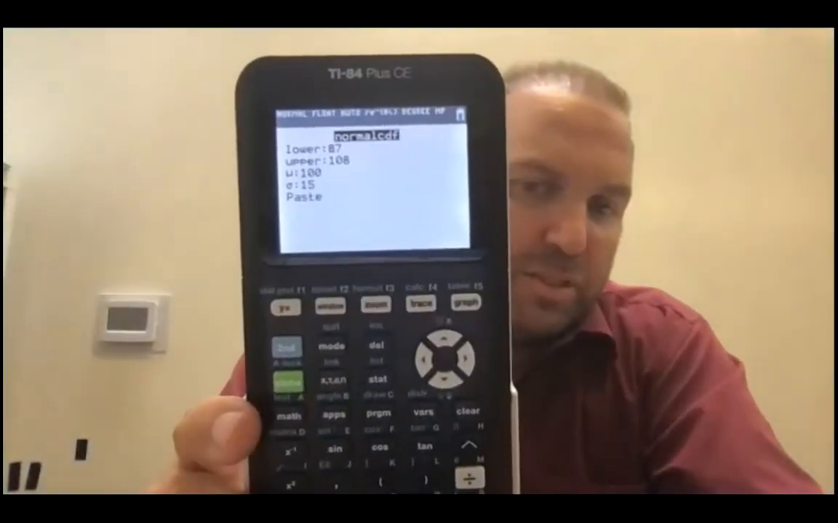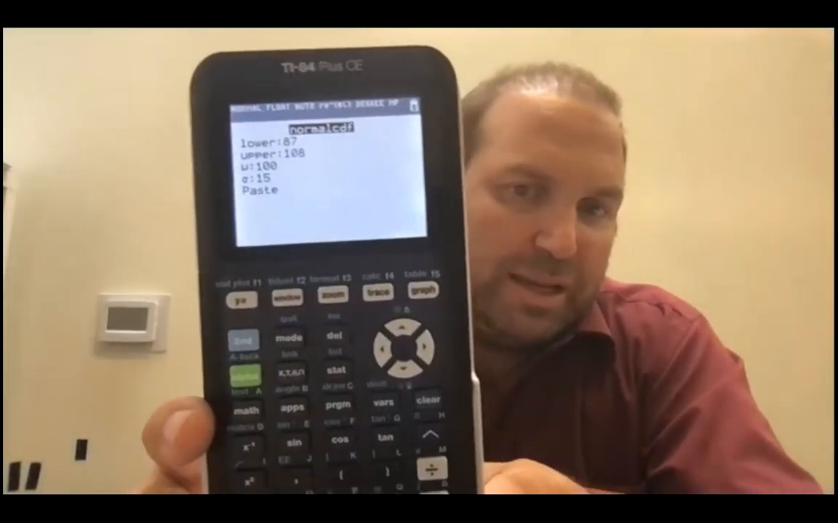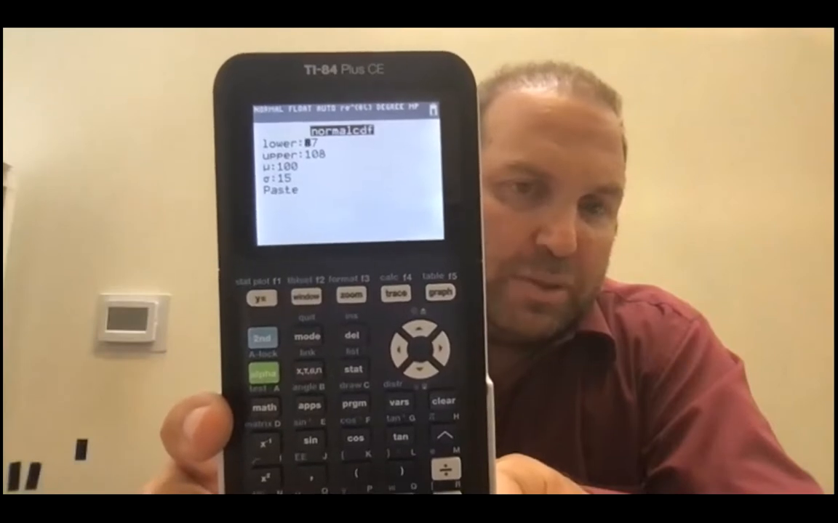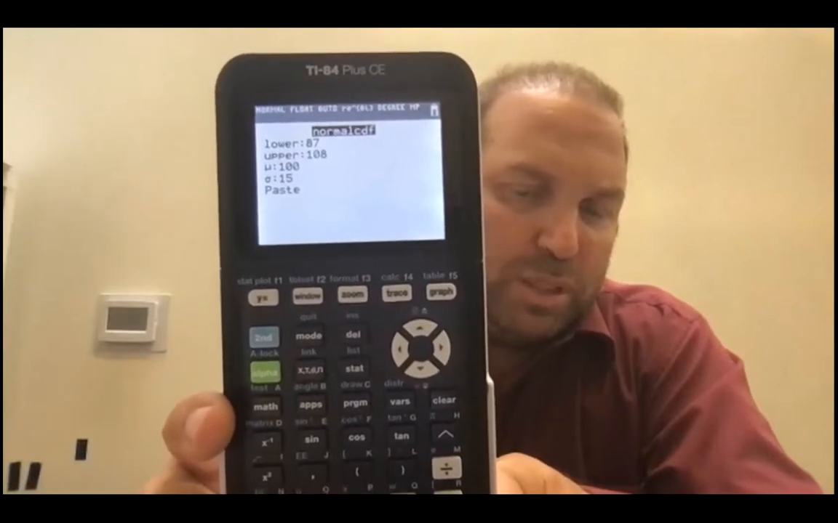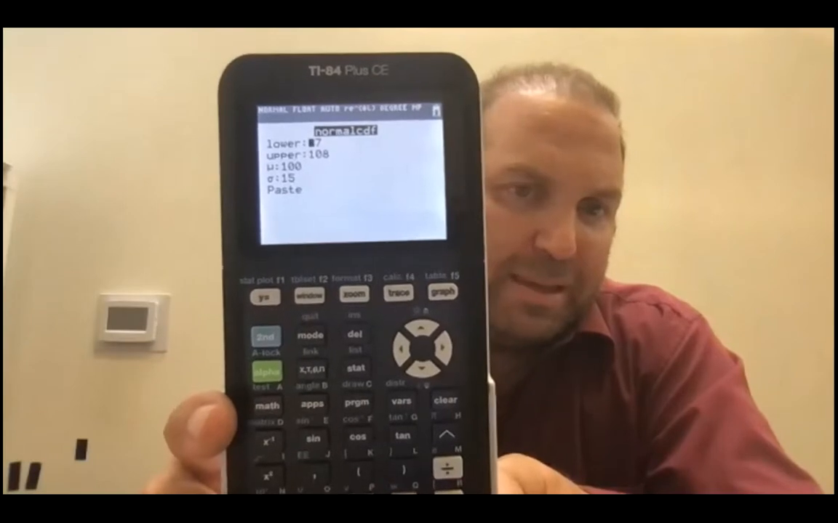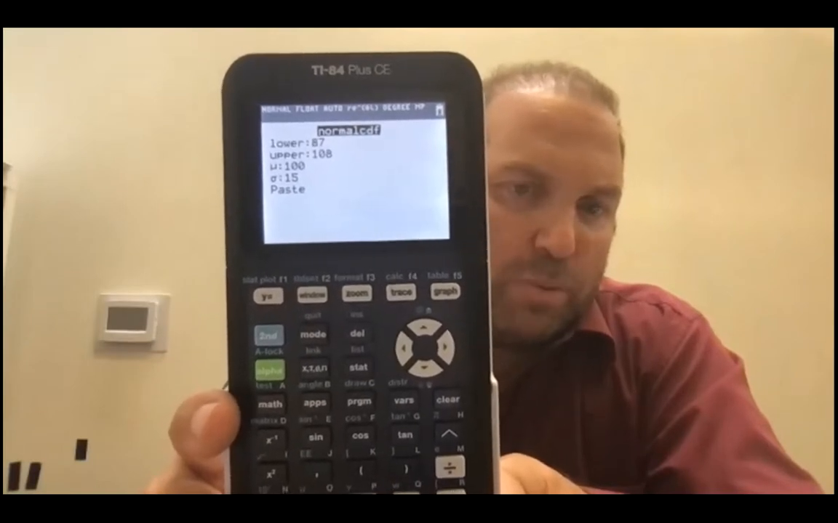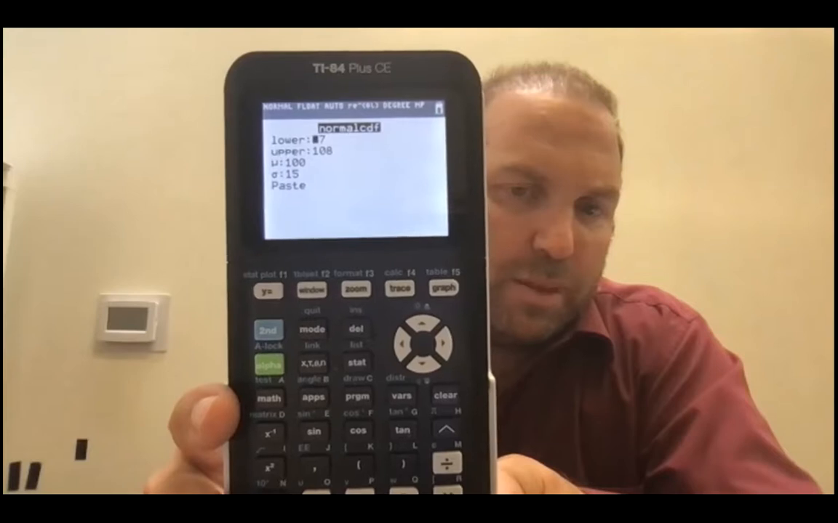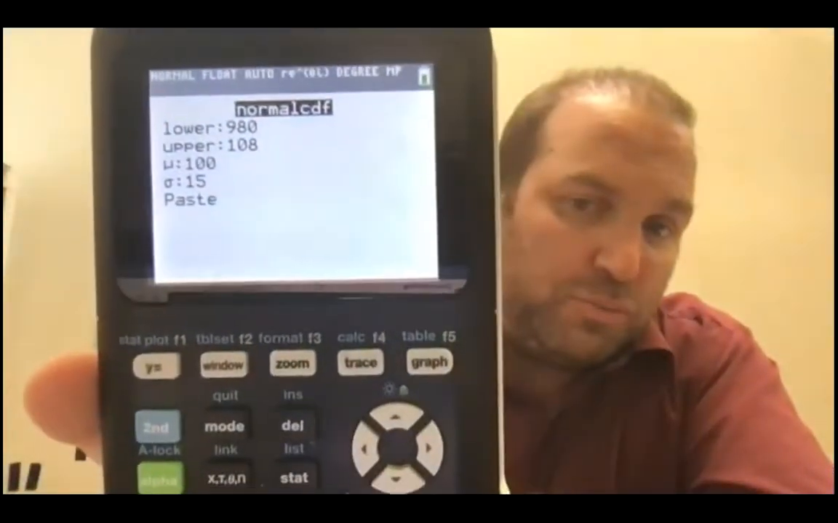So I'm going to go down, go to number 2 and hit enter. And I have normal CDF. It says, give me the lower, give me the upper, give me the mu, give me sigma. In our example, what should our lower be? Where's the start of our area that we're after? 980. So for my lower, I'm going to put in 980.